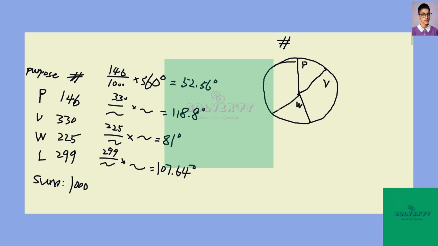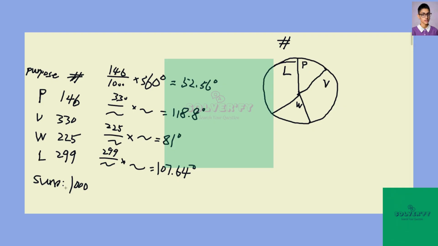And here comes our last one, which is leisure. The degree is 107, which is approximately this part. So let's just write it here. Okay, there's one thing remaining to be done. It is that we need to write down the percentage that each of them has.